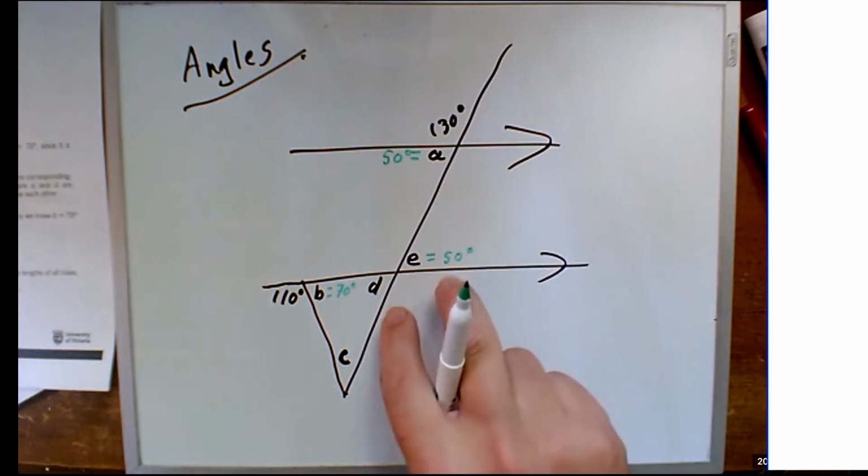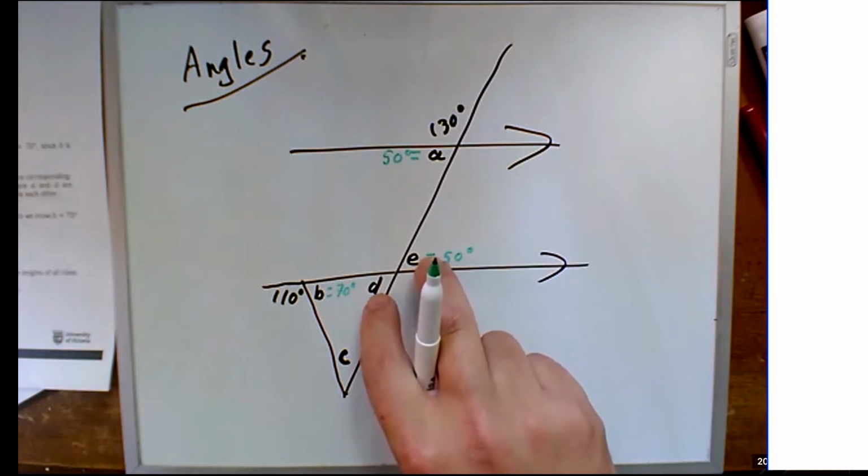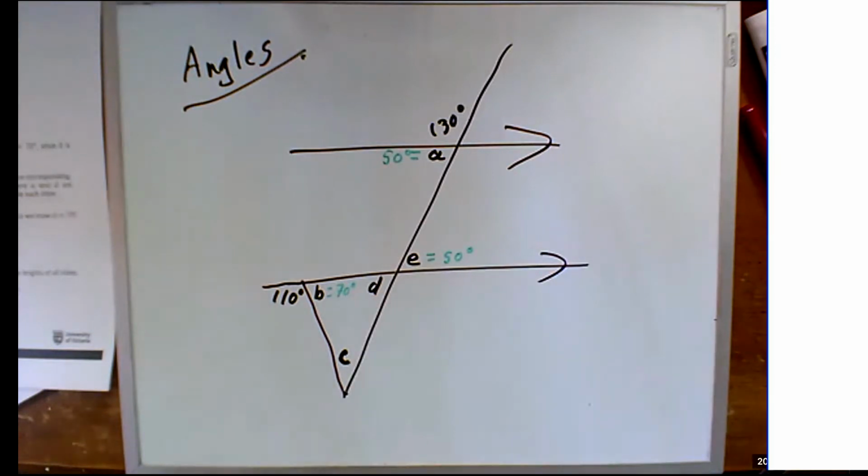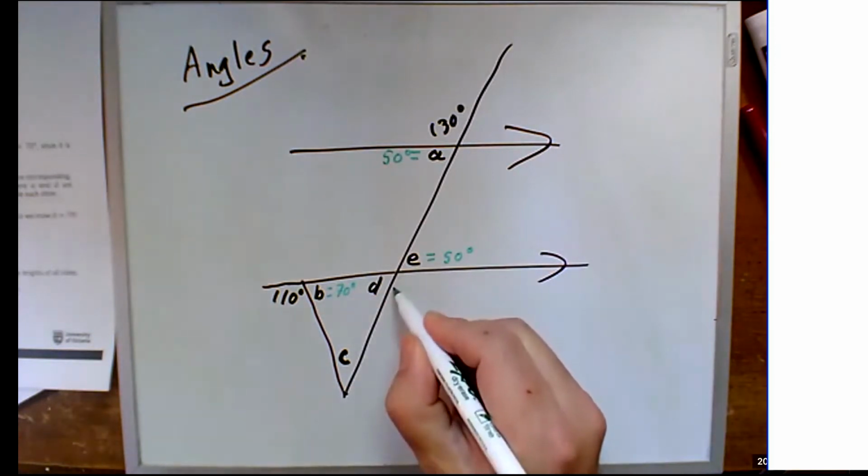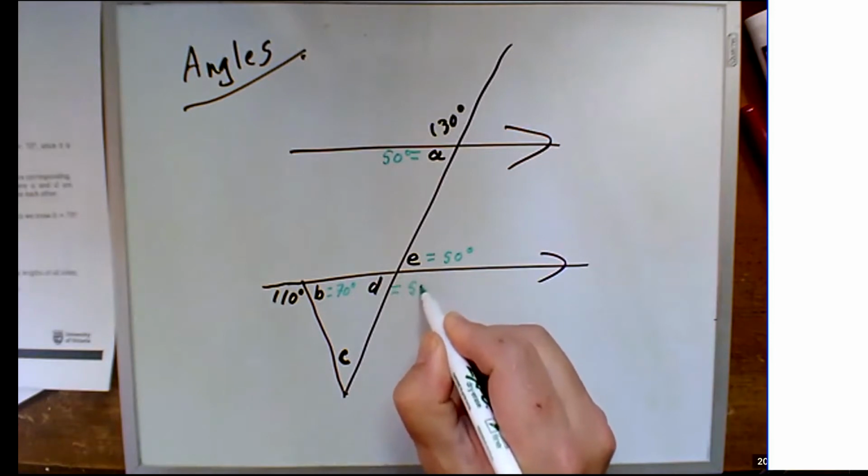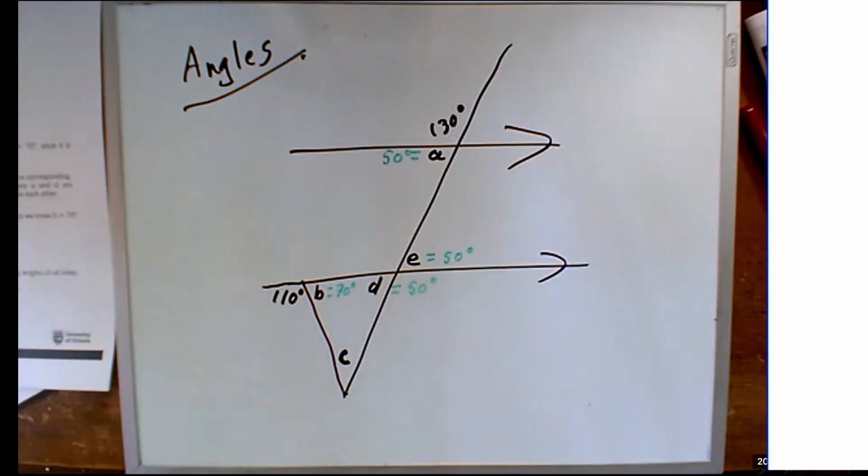One more one that jumps out at us very quickly. I have angles that are opposite each other from crossed lines. That means that D must be equal to E, which must be equal to 50 degrees.